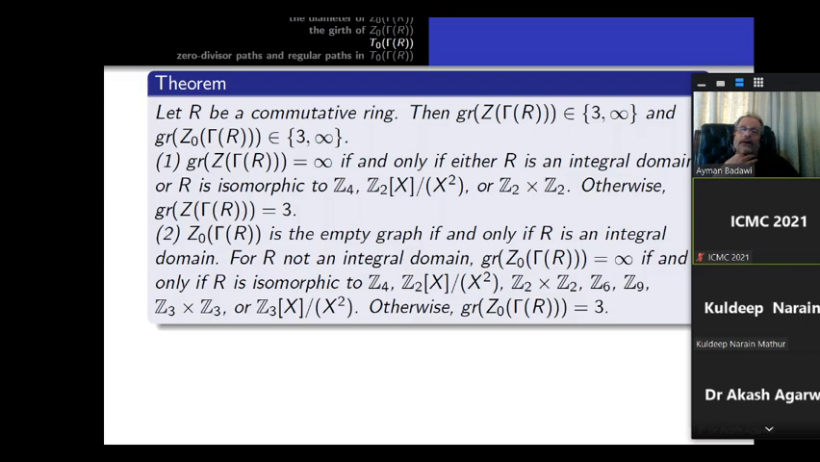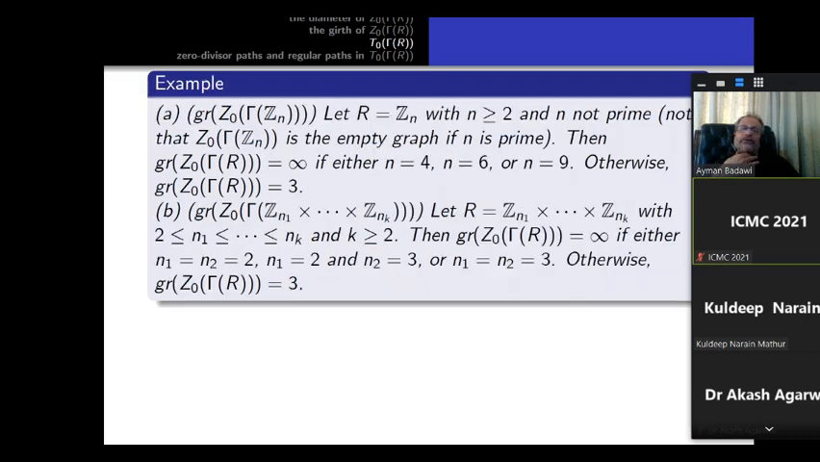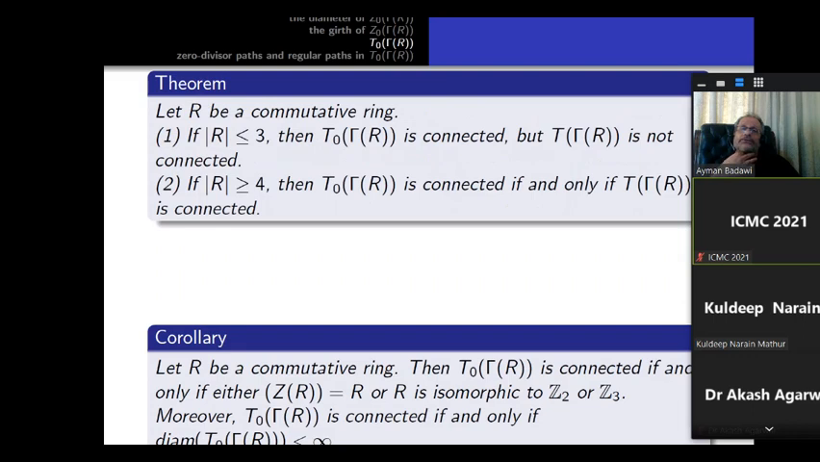Okay, let me skip this because I want to talk about, and here is the girth, in general, for other types of rings.